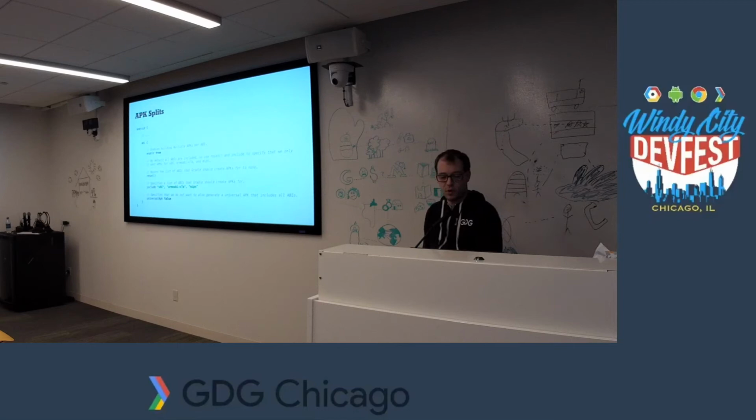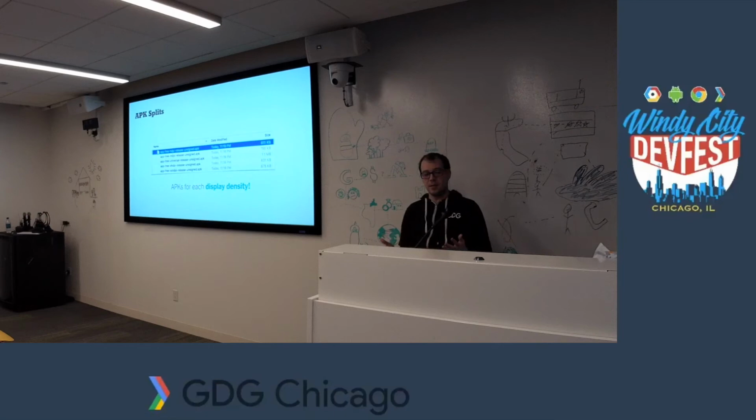So what I did here, since I'm not using native code in this example, the only thing I care about is the density splits. And I told it I don't really care about LDPI. Those people can get the universal one because there's not many of those left. I don't want to manage so many packages. So when we build this, we get APKs for each display density: HDPI, MDPI, X, and XX, and then one universal for everyone else as a catch-all.